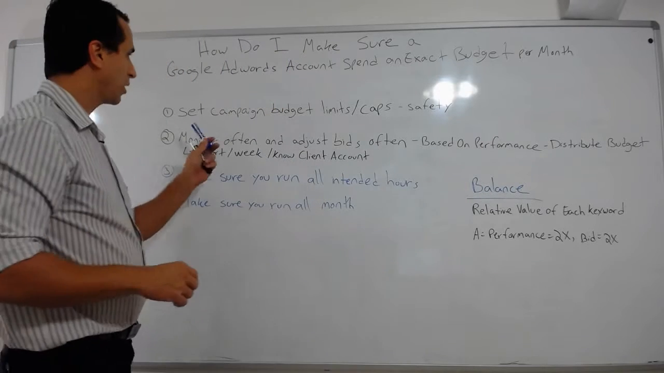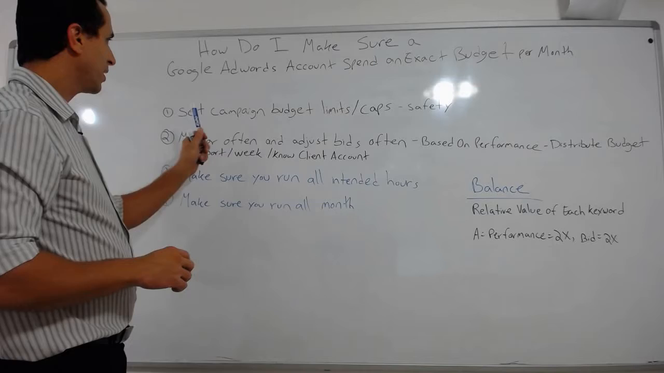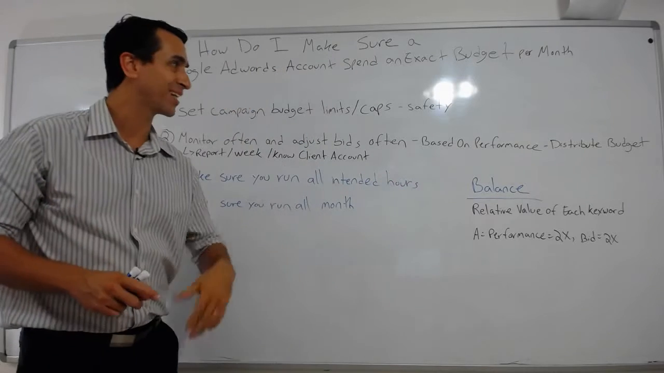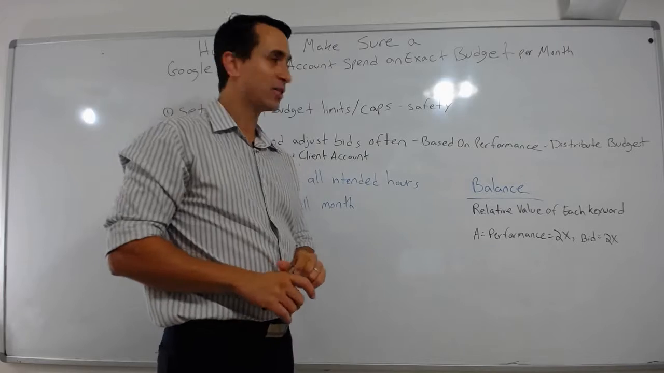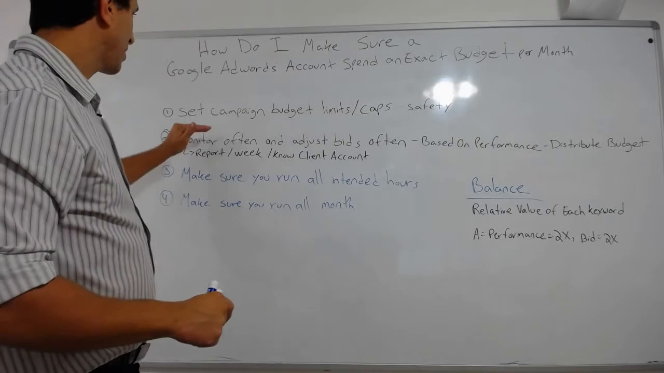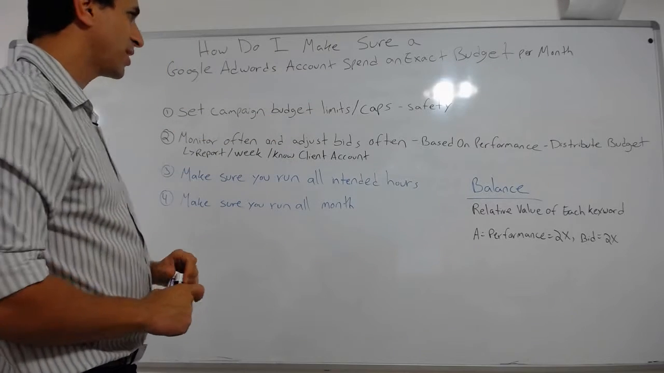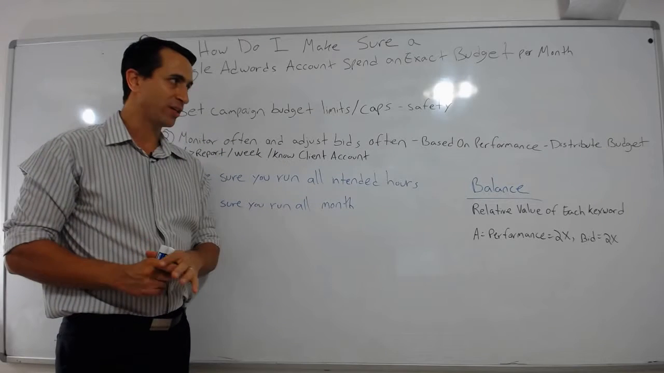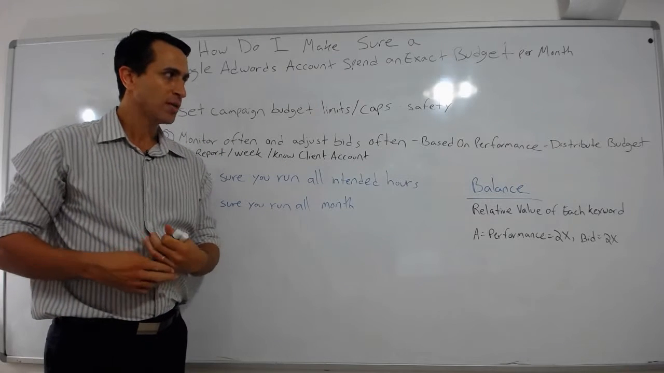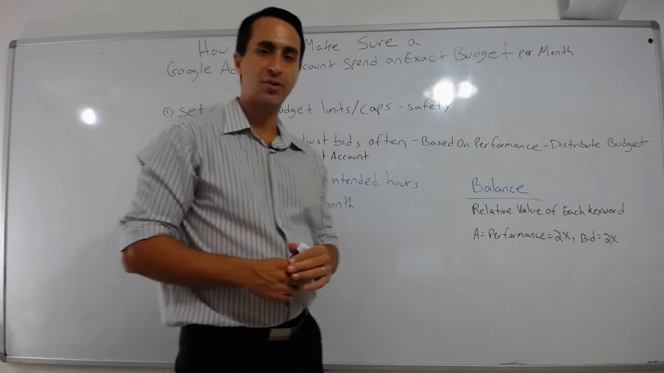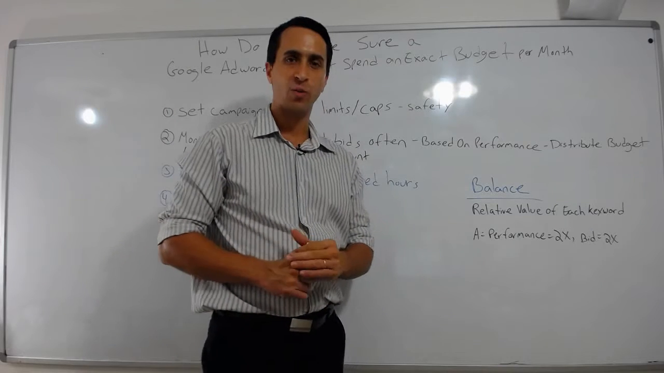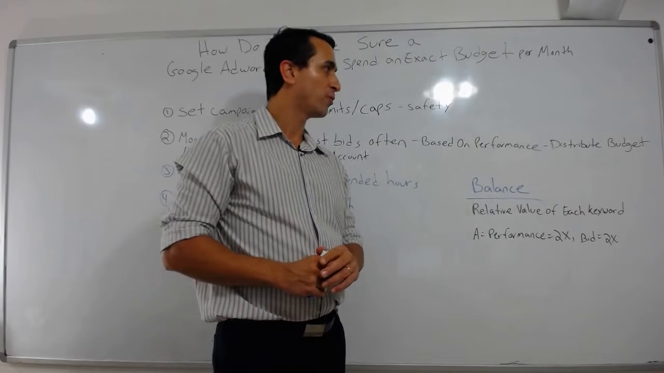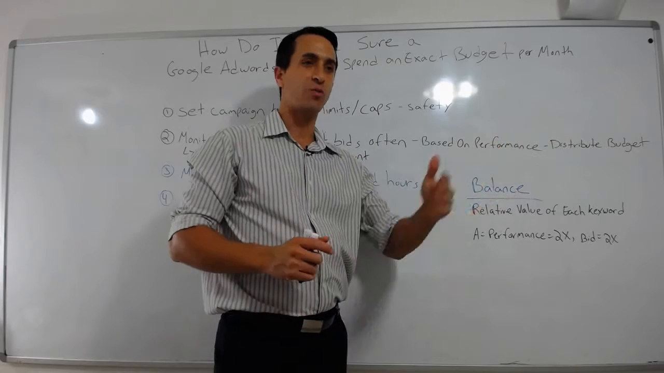The first thing you want to do, which you said you already did, is set campaign budget limit caps. It's going to be your safety net to make sure you do not exceed the amount they want to be spending. Once you have that safety net in place, you want to monitor the campaigns often and adjust bids often based on performance. Every day you're getting clicks and you're getting data. Based on that data, you know what each keyword is worth, and based on that, you want to distribute the budget according to each keyword's performance.